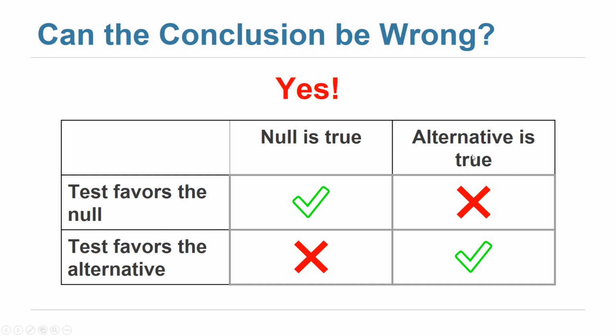But if the null is true and we favor the alternative, then we are making a wrong decision. That's an error.